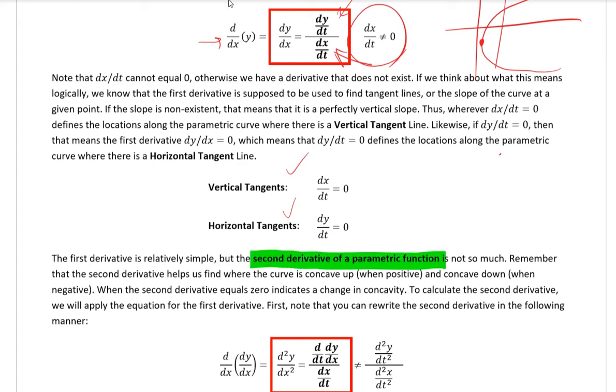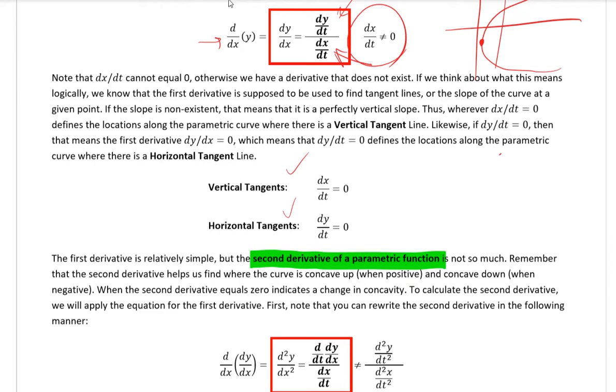Now the second derivative, remember, is supposed to show you where concavity is. So if it's equal to 0, that's where the change in concavity is. If it's ever positive, that means it's concave up, and if it's negative, it's concave down. The second derivative is not going to be as simple, though. You're not just going to do the second derivative of y with respect to t over the second derivative of x with respect to t. It's going to be a little bit more complicated than that.